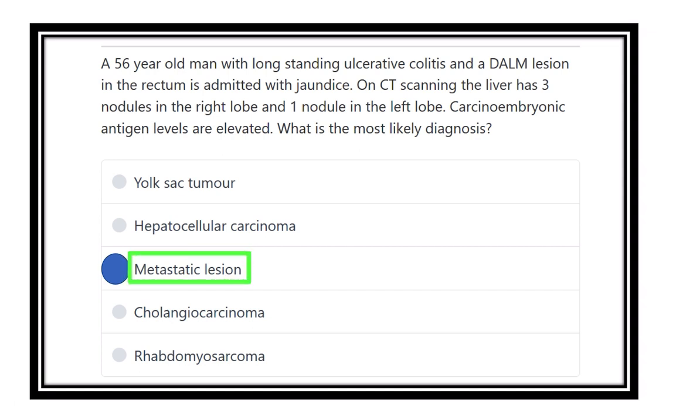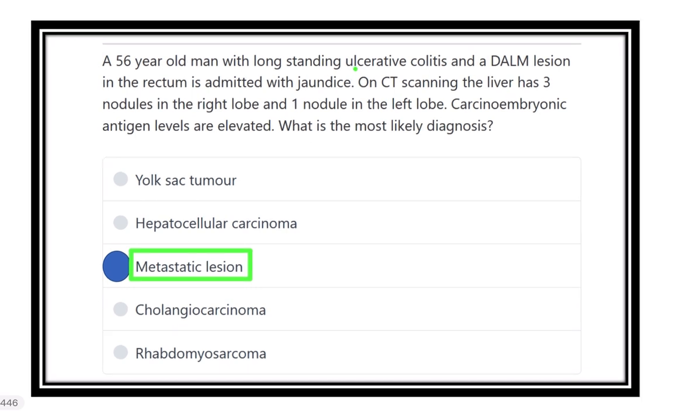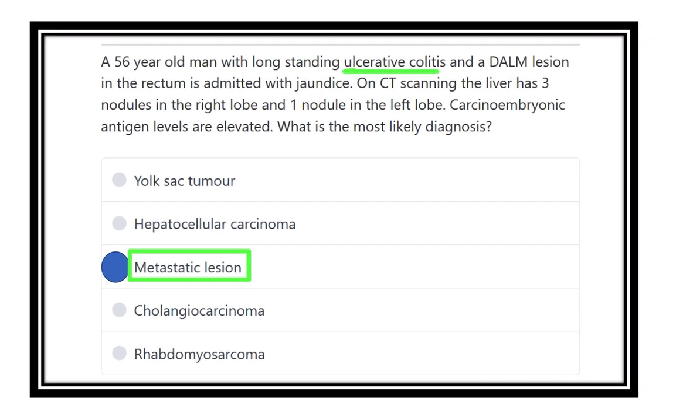Now see why metastatic. First of all, it is long-standing ulcerative colitis. Long-standing ulcerative colitis predisposes to the development of colon cancer, and that colon cancer development is the DALM, the dysplasia-associated mass or lesion. So the lesion is present, and it should be malignancy, though histopathology is not present here. But with histology it should be a malignancy of the rectum, presenting with jaundice, meaning liver involvement, and we know that GIT pathology usually metastasizes to the liver.